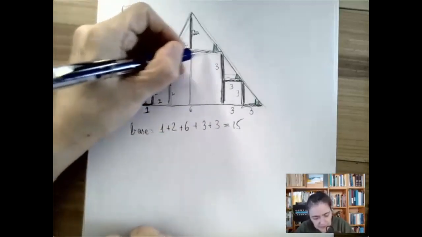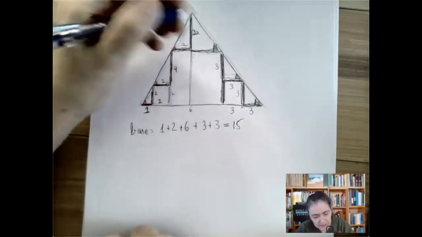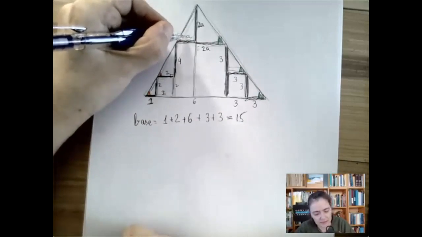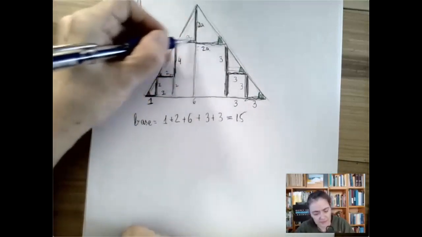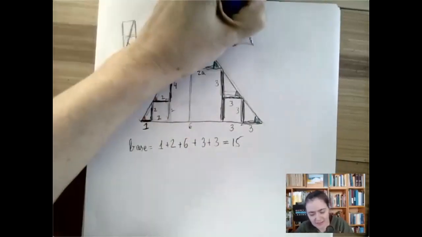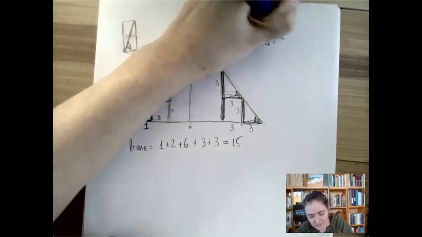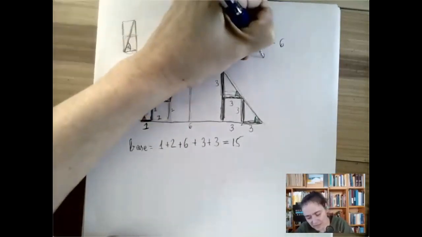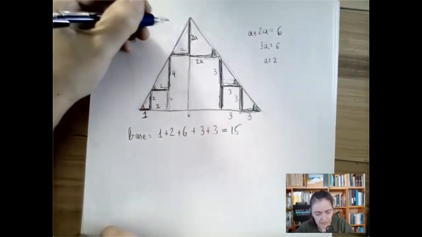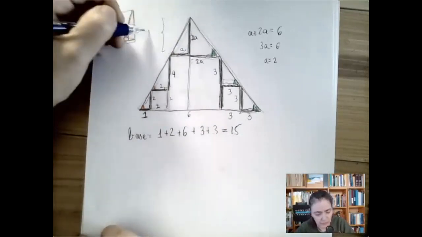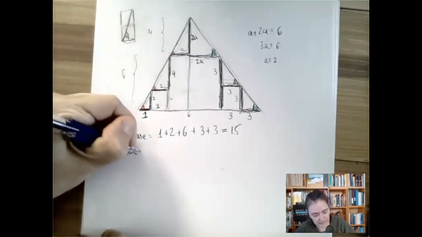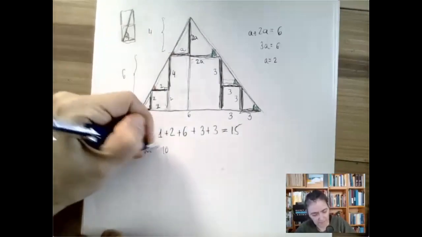Well, if this is the isosceles right triangle, then this is also 2a. And this together, which is 3a, is 6. So here is our equation. A plus 2a equals 6. Wasn't that bad. So 3a is 6, a is 2. And then we know the height too, because if a is 2, then 2a is 4, and this remaining thing is 6. And so the height is 10.